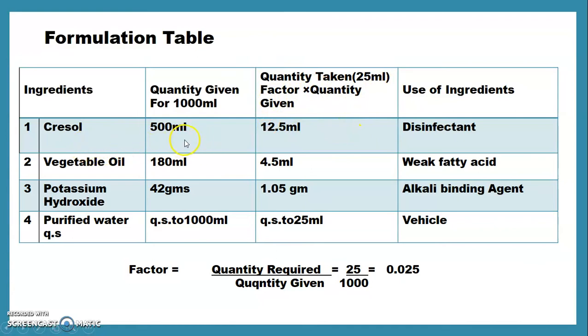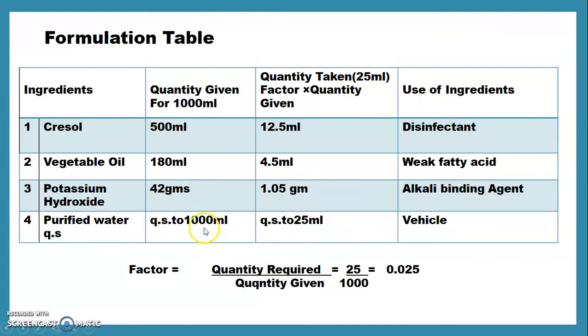Cresol quantity is 500 ml. We get 500 into 0.025, which is 12.5 ml. Vegetable oil quantity is 4.5 ml. Potassium hydroxide quantity we get for 25 ml is 1.05 gram. And purified water is QS to 25 ml. QS to means quantity sufficient to 25 ml.